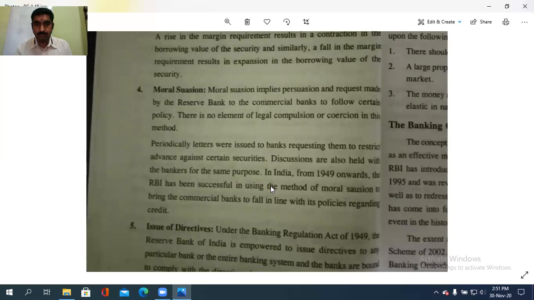Periodically, letters were issued to the banks requesting them to restrict advances against certain securities. Discussions are also held with the bankers for the same purpose. In India, from 1949 onwards, the RBI has been successful in using such a method of moral suasion to bring the commercial banks to fall in line with its policies regarding credit.